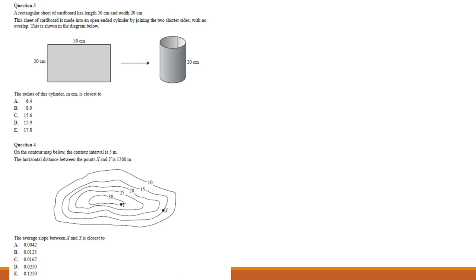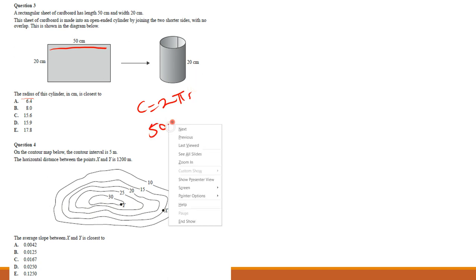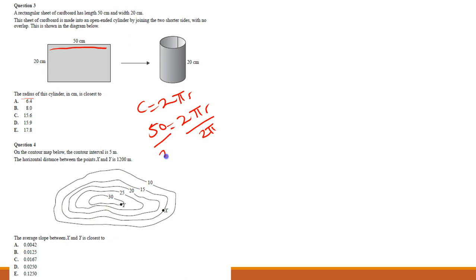Question 3. A rectangular sheet of cardboard has length 50 and width 20. It's rolled into a cylinder here with no overlap. Find the radius of the cylinder. So you know this represents the circumference. C equals 2 pi r. So we have 50 equals 2 pi r. Divide by 2 pi on both sides. Put it in your CAS, or you can press menu algebra solve. And r is 7.958. So the answer is 8, which is B. 60% of the state got that right.